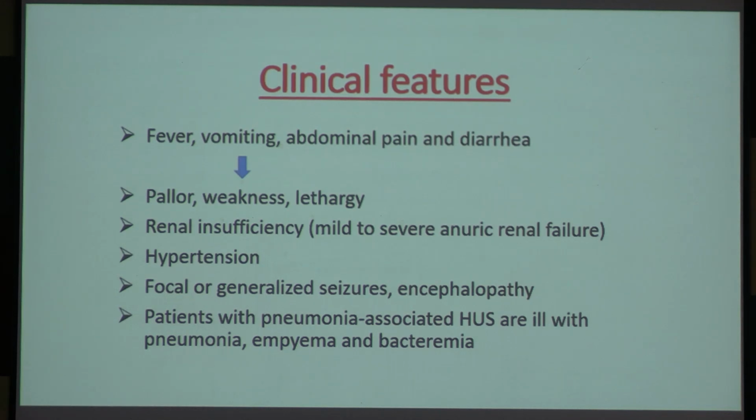Then subsequently the patient will develop pallor, weakness, lethargy, renal insufficiency depending on severity, mild to moderate to severe renal failure. Then hypertension, as renal injury will be there, focal or generalized seizures, encephalopathy, CNS involvement in advanced stages, and patients with pneumonia associated hemolytic uremic syndrome come with pneumonia, empyema and bacteremia.